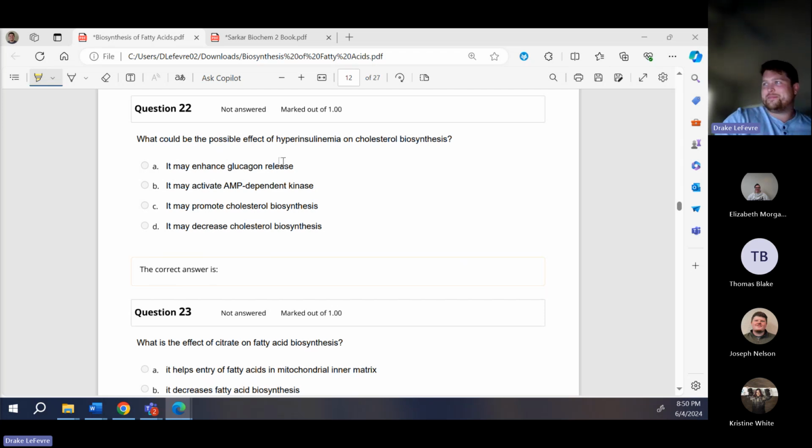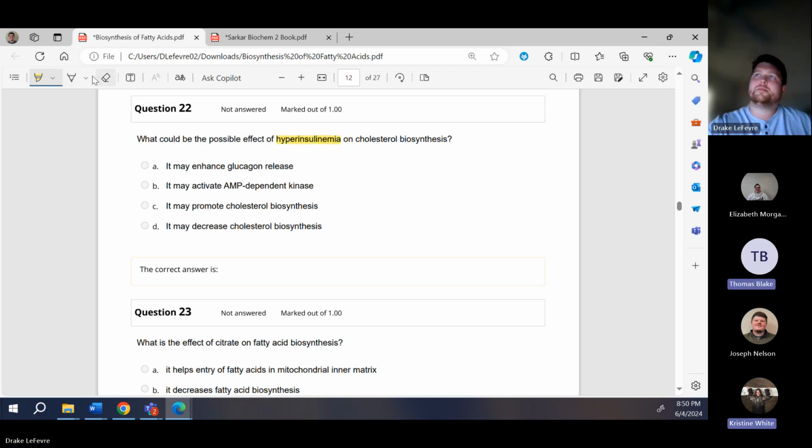Okay, question 22. What could be the possible effect of hyperinsulinemia on cholesterol biosynthesis? For some reason, a handful of cholesterol stuff snuck into this part, but whatever. Hyperinsulinemia, what does that mean? Yeah, I was going to ask if you could clarify on that one. Sounds like it's too much insulin in your blood.